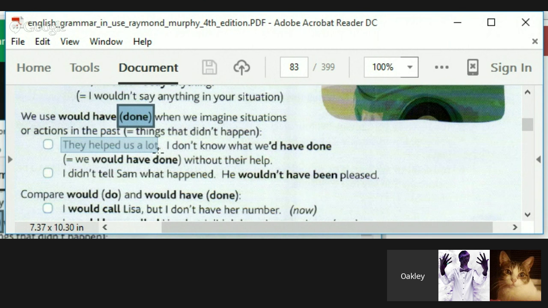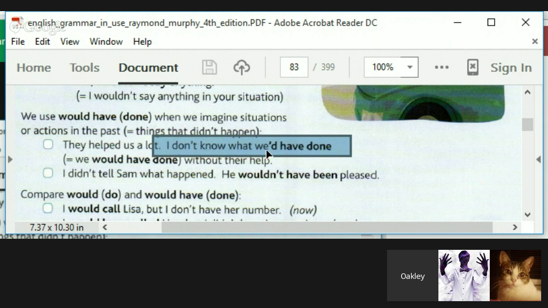Okay, examples. They helped us a lot. Notice past tense, helped. I don't know what we'd have done without their help.